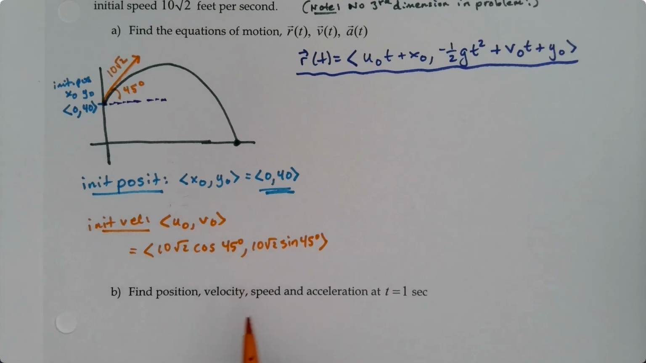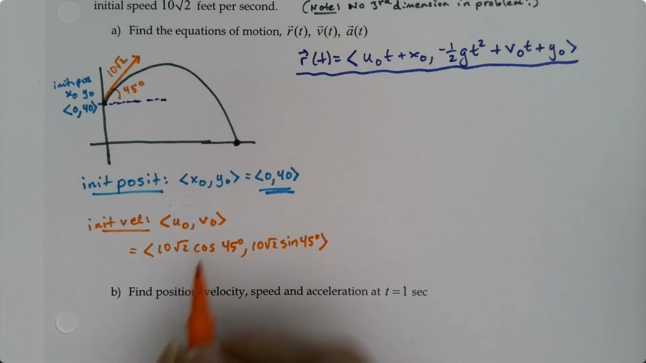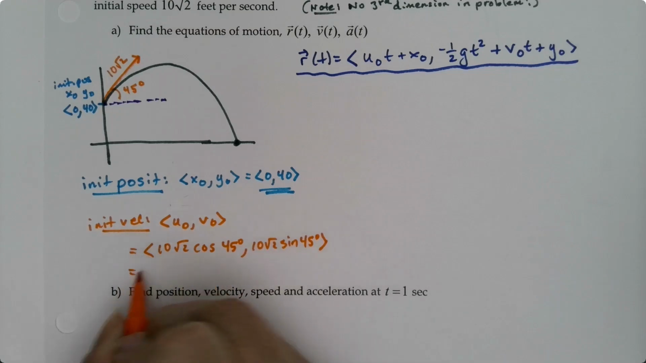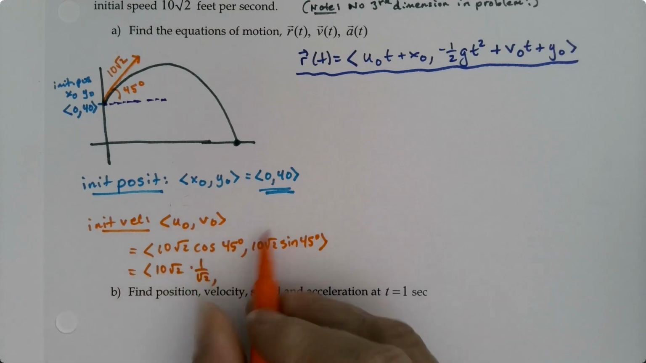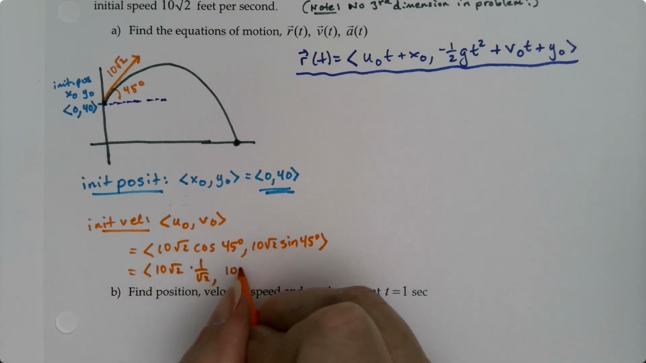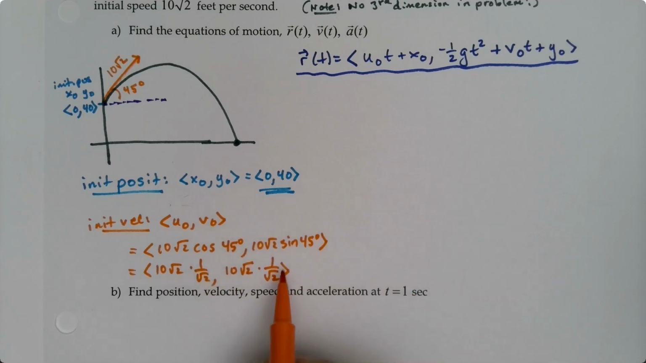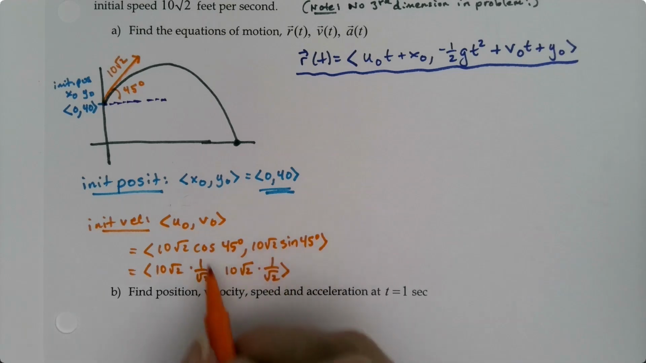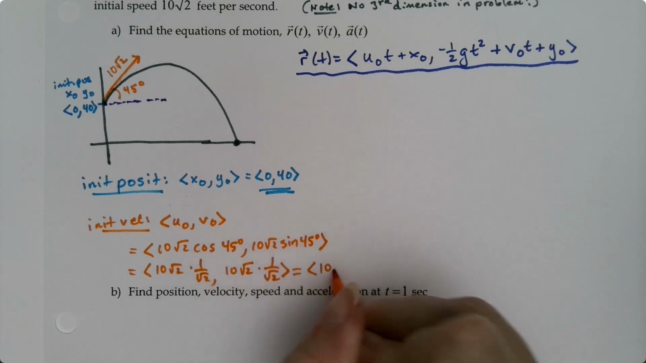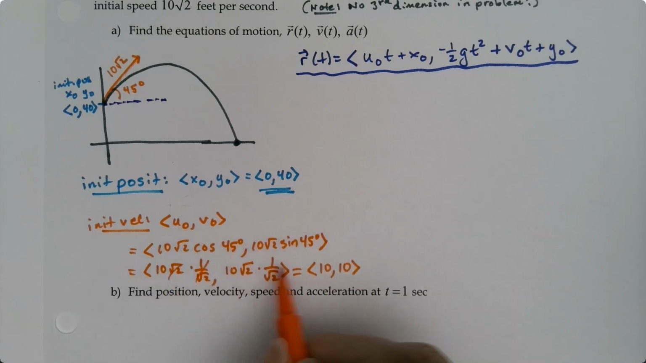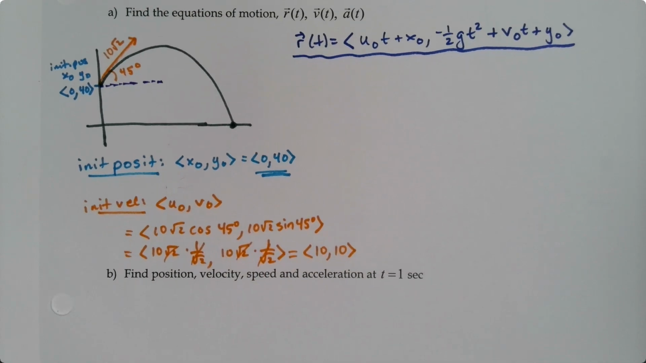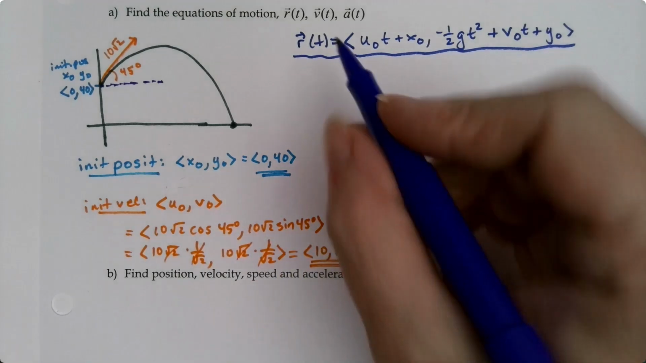All right, now we know what the cosine of 45 degrees is. That's 1 over the square root of 2. So this is really 10 square root of 2 times 1 over the square root of 2. And the sine of 45 is the same, 10 square root of 2 times 1 over the square root of 2, because I remember my unit circle from pre-calculus. And so this is just going to be 10, 10. These end up canceling. All right, so there's my initial velocity. And those are now things I can plug into my position function.